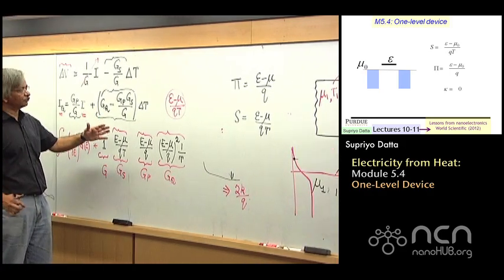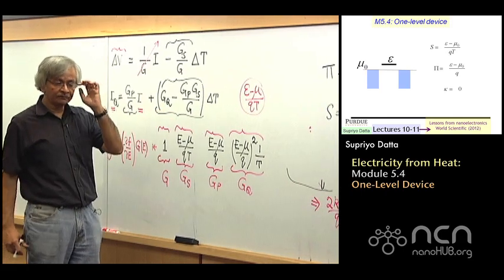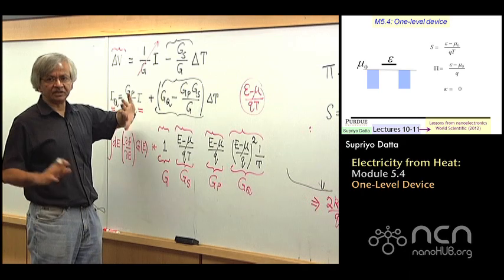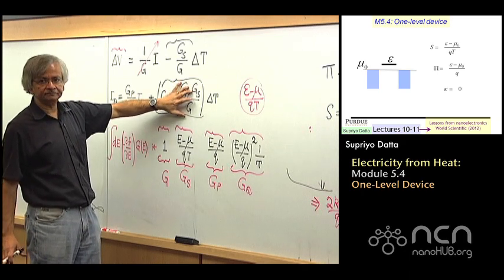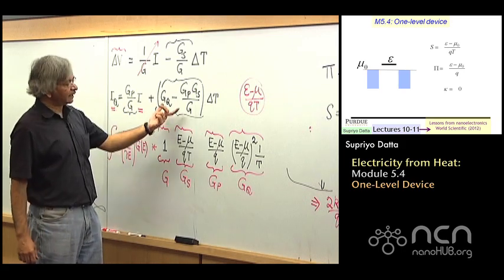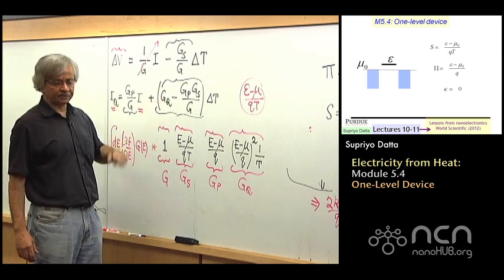So formally, if you applied these expressions to a one-level device, as you'll see in the homework, this quantity will come out as zero. No heat conductivity. Whereas if you applied it to multiple levels, then you'd find that it will not be zero because of this physical issue that I explained.